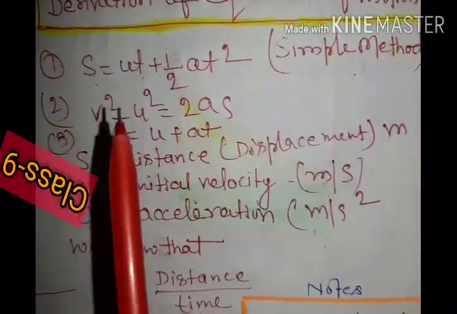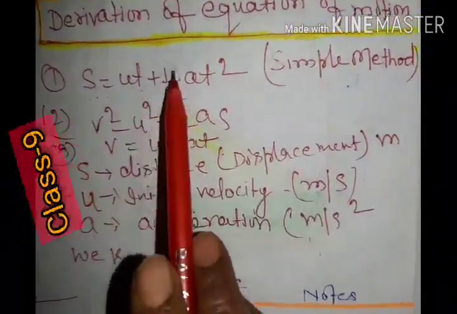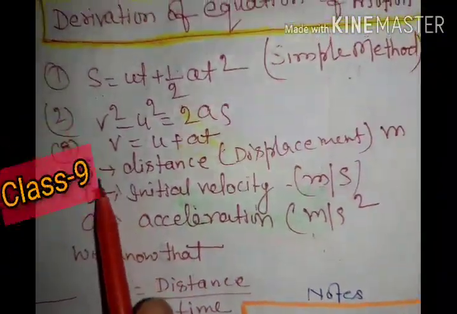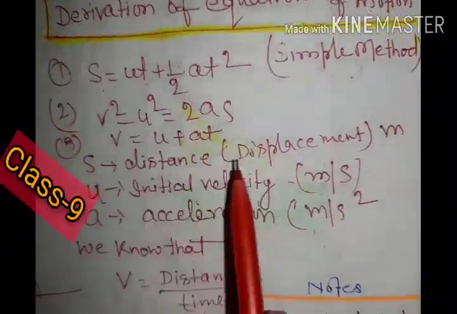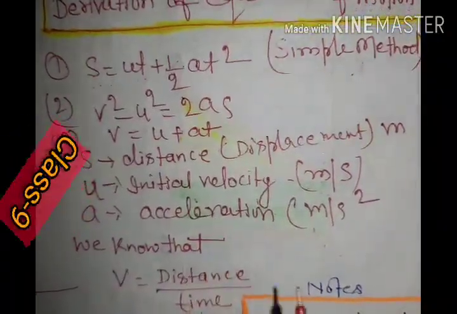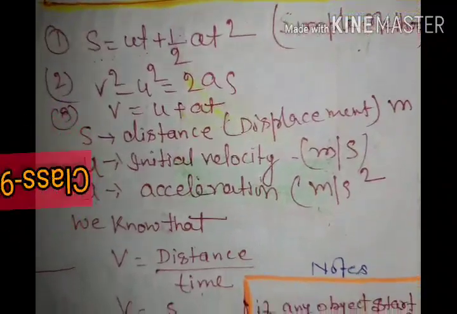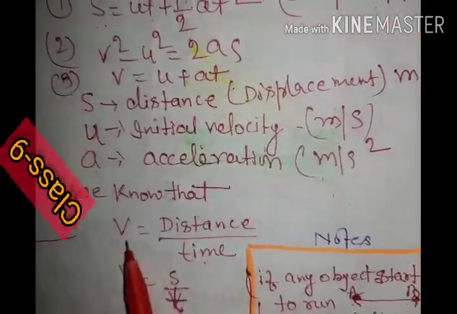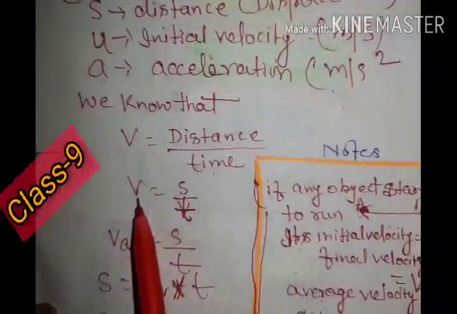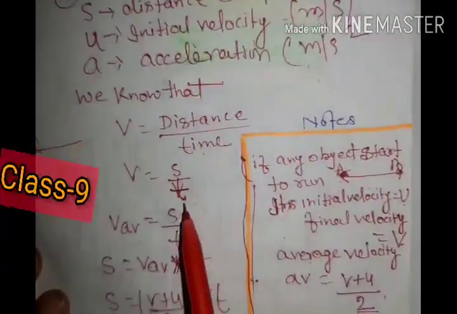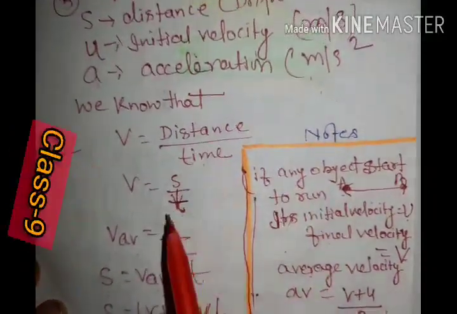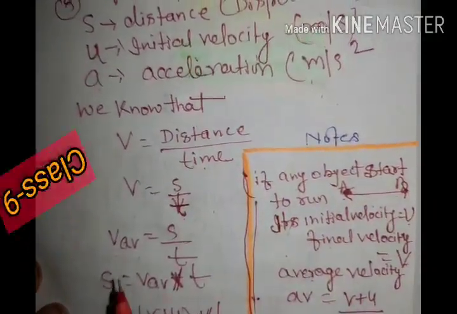We prove that S is equal to ut plus half at square by a simple method. S denotes distance or displacement, u is initial velocity, a is acceleration, and meter per second square is its unit. We know that velocity v is equal to distance by time. So v is equal to s by t, where distance is denoted by s and time by t.